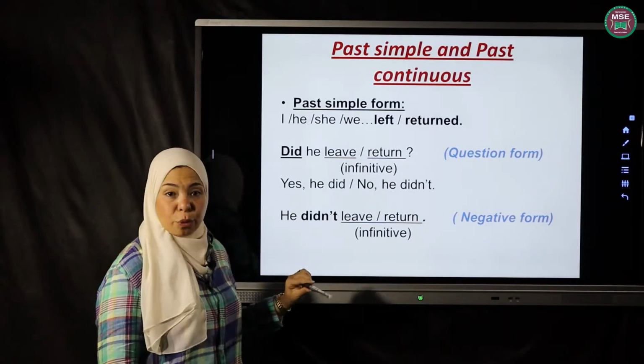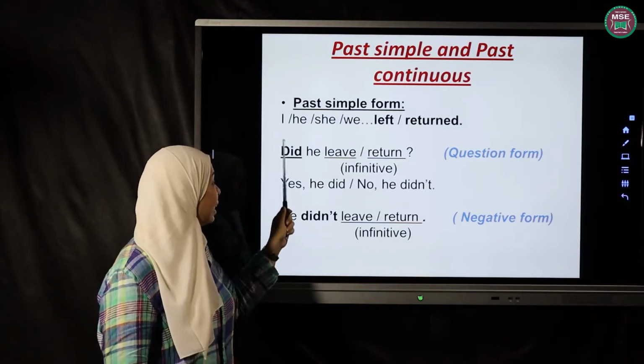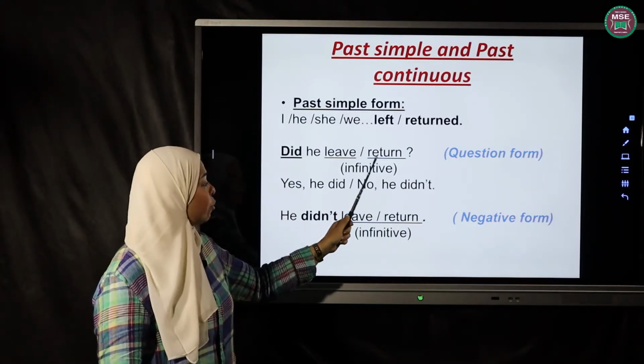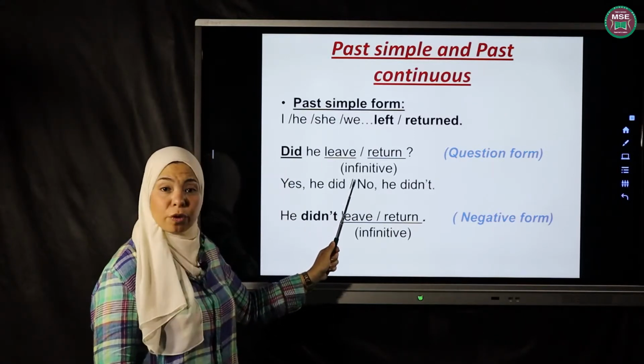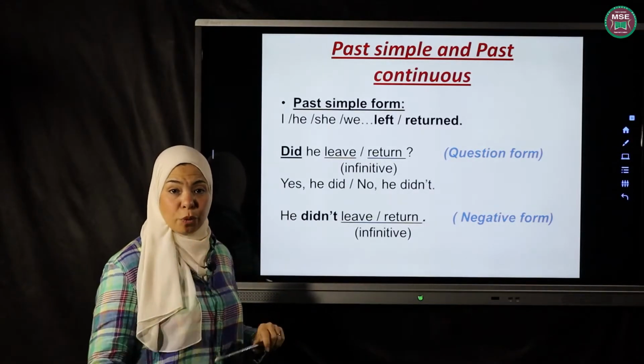This is the question form. To form a question using the past simple, I start by putting did at the beginning of the question. Did he leave, or did he return? Which means that I have to put the verb in the infinitive form. Infinitive means the verb in its stem form.